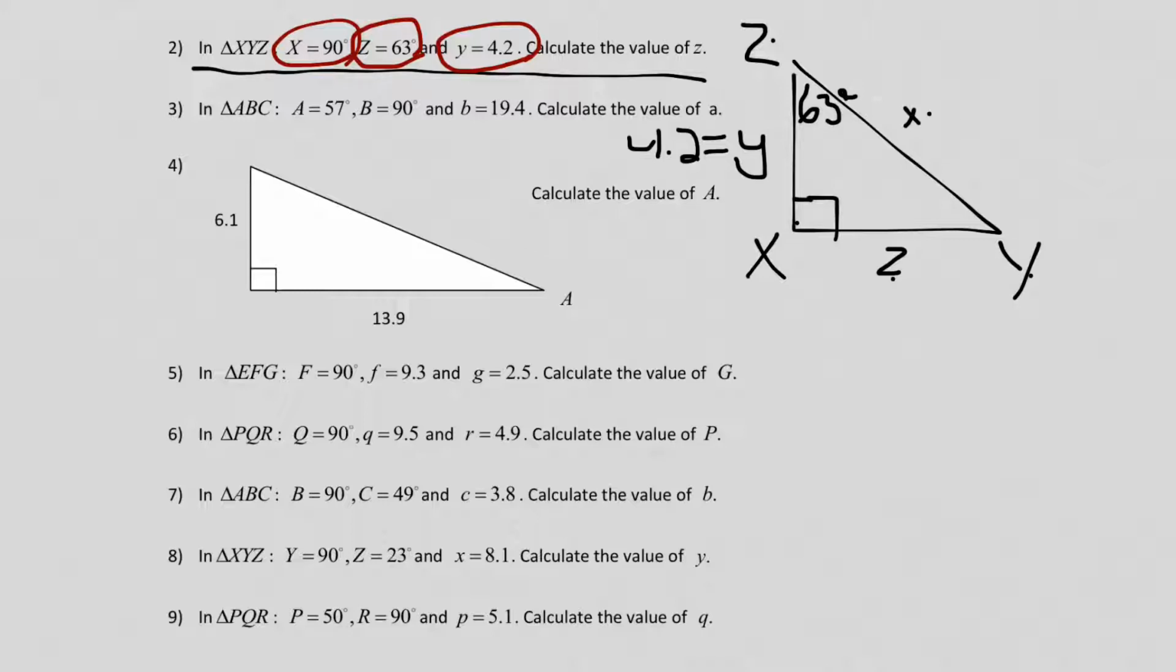Now the next question is, what do I do? What am I solving for? We were asked to solve for the value of z. And it's lowercase z, so we're solving for a side length here.